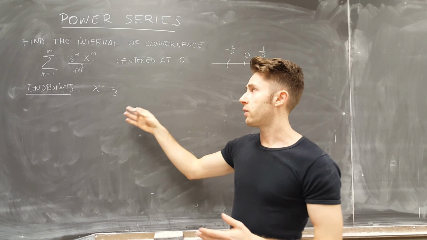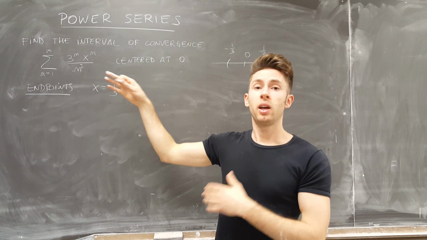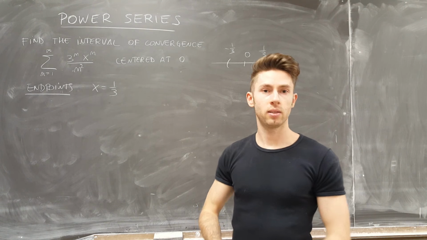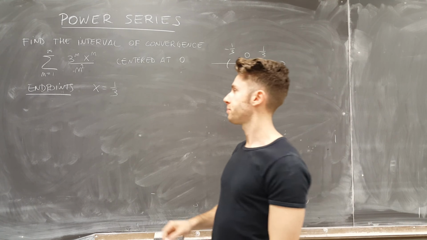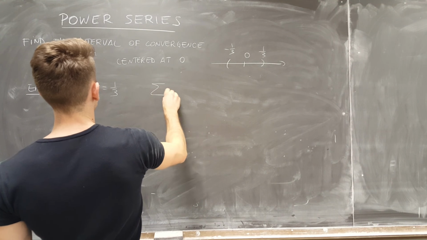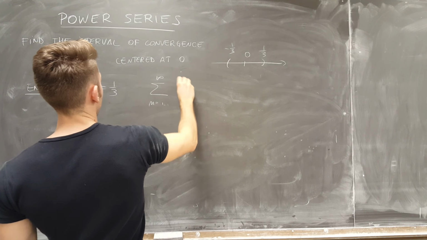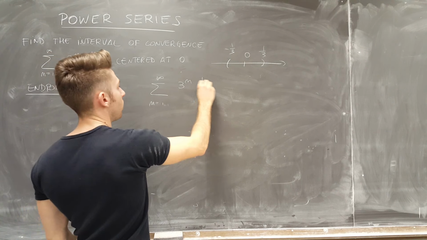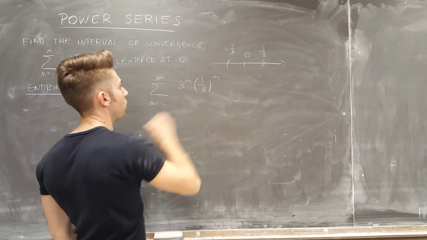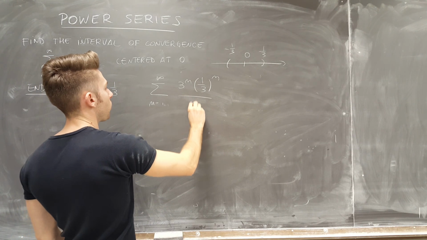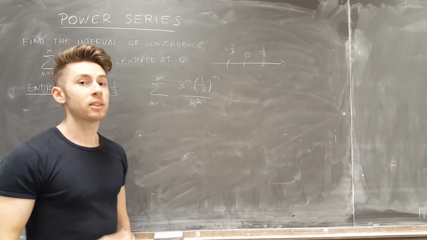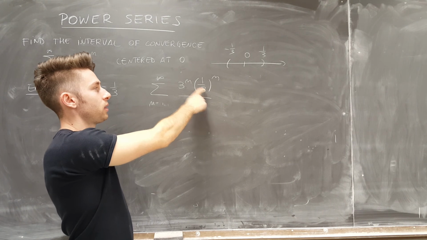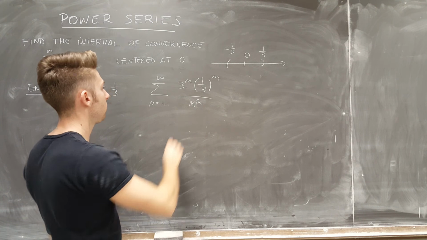Now in general, whenever you plug in an endpoint back, you're going to get something that simplifies. If it doesn't, you might have made a mistake. Let's see what happens in this case. I get 3 to the n and then times 1/3 to the n divided by n squared. And now something does simplify because 3 to the n and 1/3 to the n just simplify to 1.